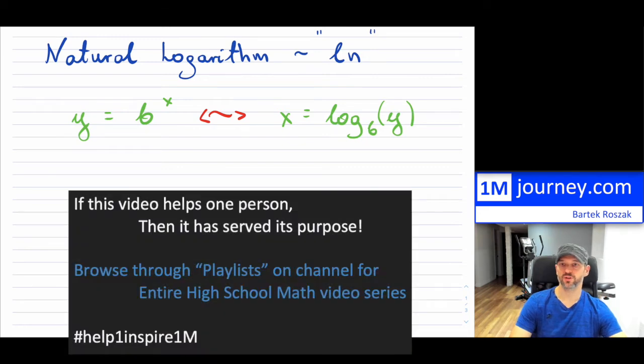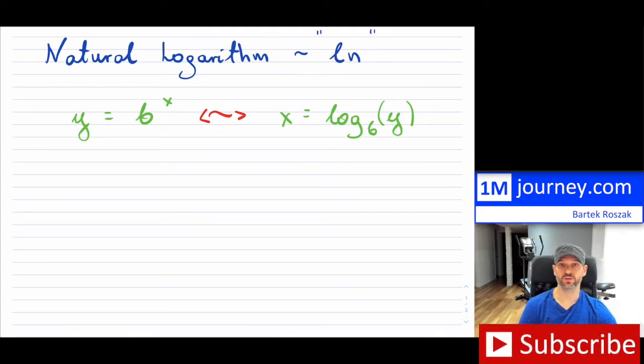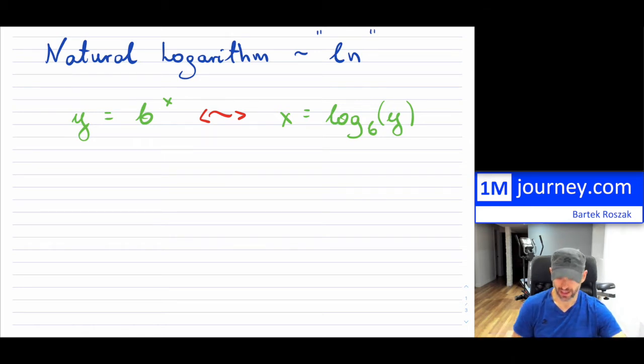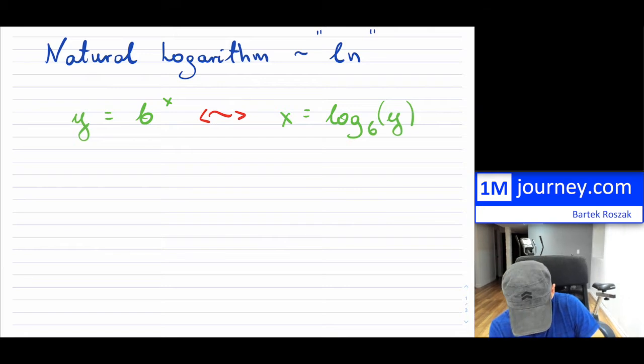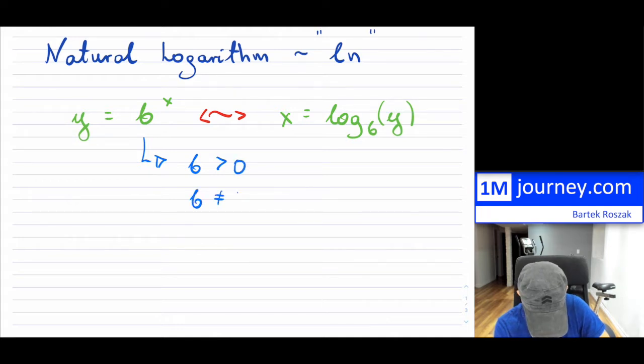The natural logarithm, which we designate as ln. When you study logarithms, there's the equivalence between an exponential and a log, which is basically the inverse of the exponential function. In particular, this base b, we assume that it is greater than 0, and we also assume that it is not equal to 1.